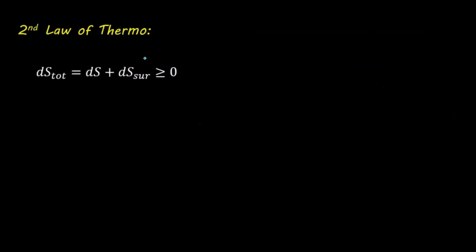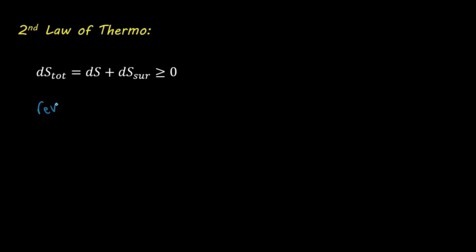Now, the other one is the second law of thermodynamics, one of the most important laws, I think, in all of science, where the total change in entropy is equal to the change in entropy of the system plus the change in entropy of the surroundings. And all of that has to be equal to or greater than 0. Again, we're seeing this equal sign and inequality sign.